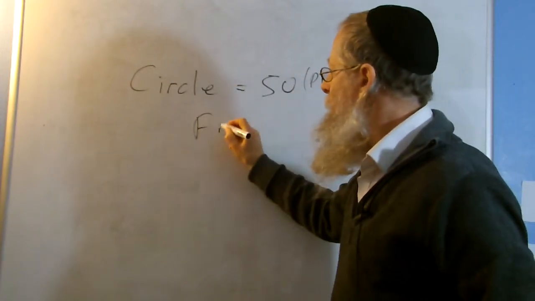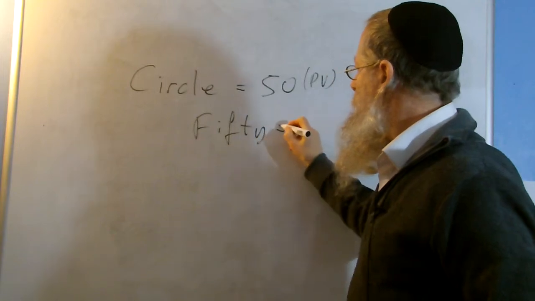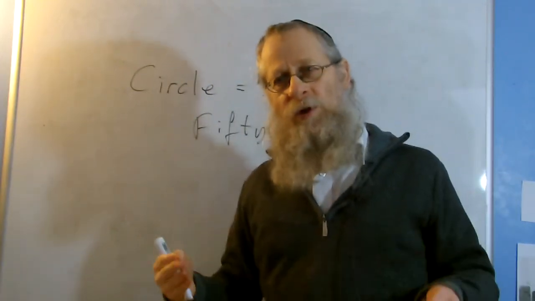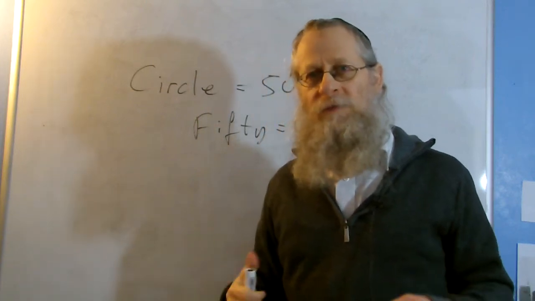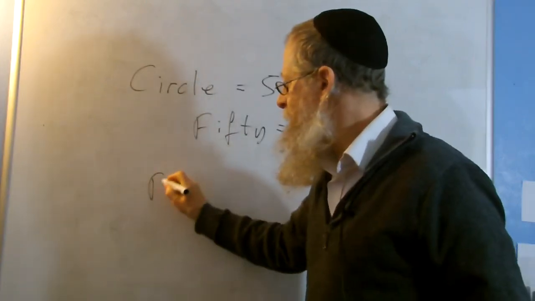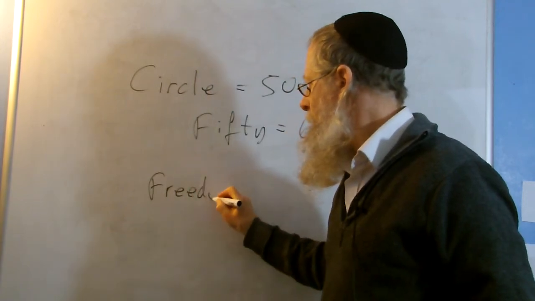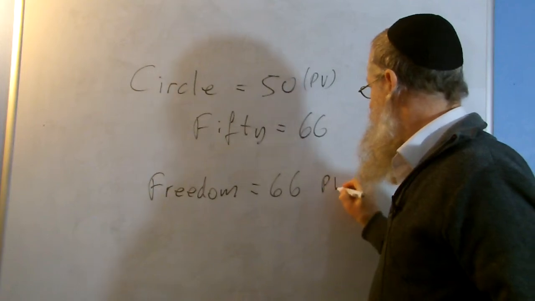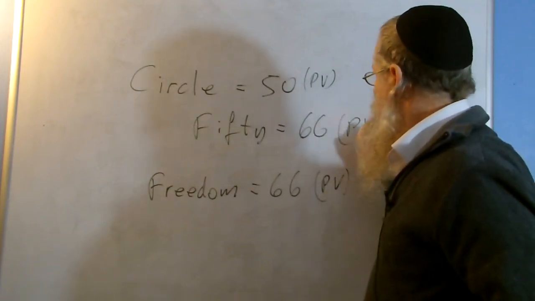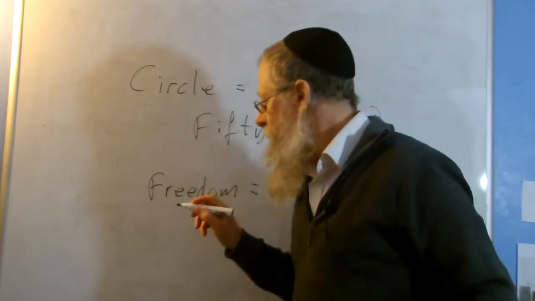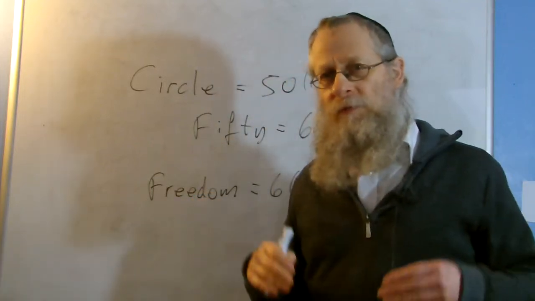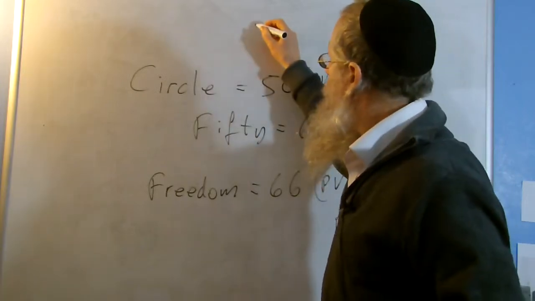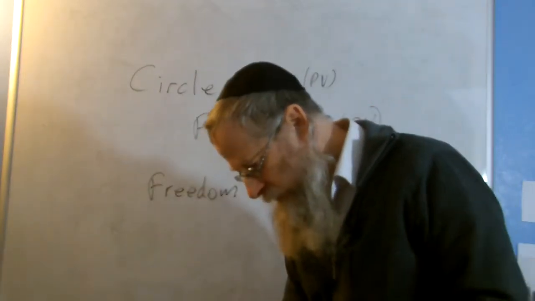The word 50 equals 66. Now, the slave went free, so it was a period of freedom, and the word freedom equals 66. Also placement value. So the Hebrew for freedom and liberation is called dror in Hebrew, and that is spelled, let me use a different colour, dror.